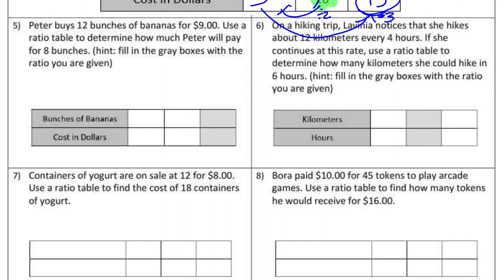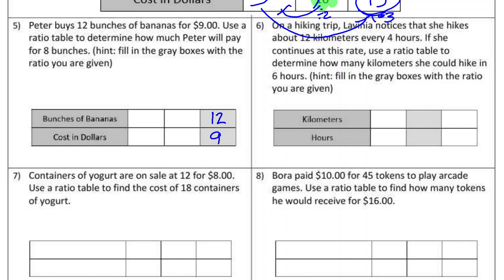So if we look at number 5, Peter buys 12 bunches of bananas for $9. Use the ratio table to determine how much Peter will pay for 8 bunches of bananas. And it says, hint, fill in the gray boxes with the ratio that you are given. So we're given 12 bunches for $9. That's our ratio. But they want us to get down to 8 bunches.